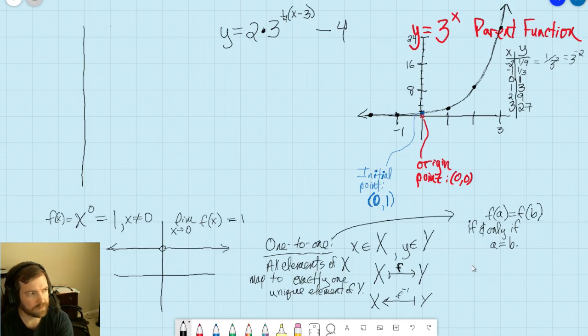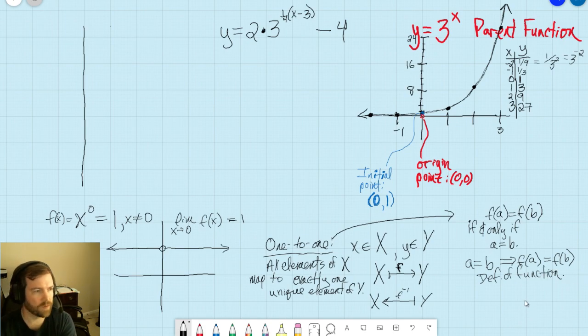The backward one, so a equals b implies f of a equals f of b, is just the definition of function. We already said that f is a function in part of our definitions, so we're good. The other thing that you have to prove then is that f of a equals f of b is going to imply that a equals b. That's the slightly more challenging one.